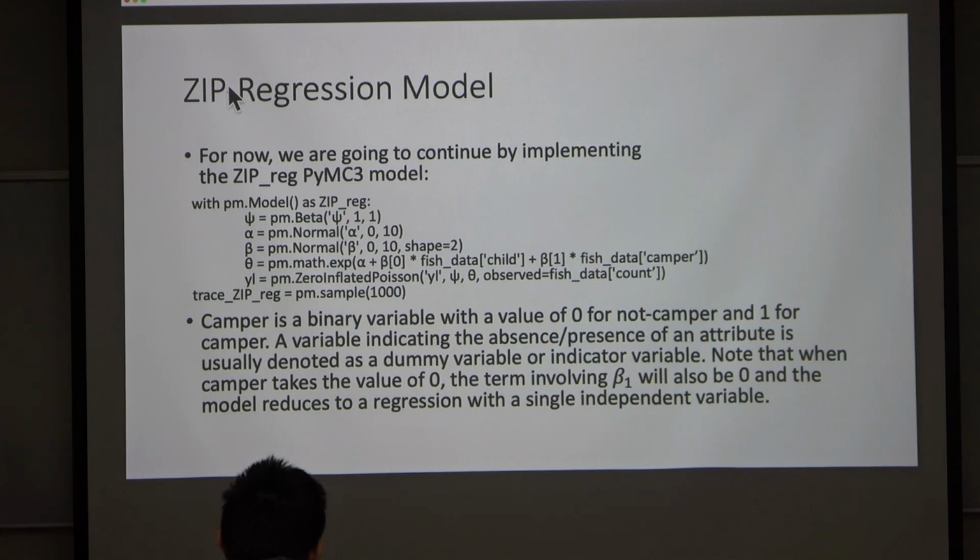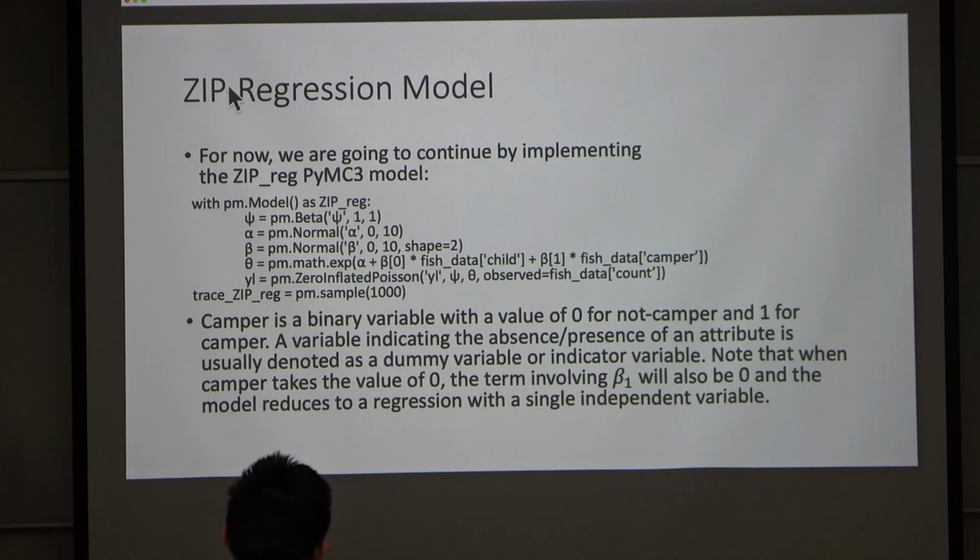I just want you to be aware that this fish data child by itself is also count data. Obviously, the number of children is also count data. But that's fine. You can still use it just like a regular numerical variable. But this camper is an interesting one.